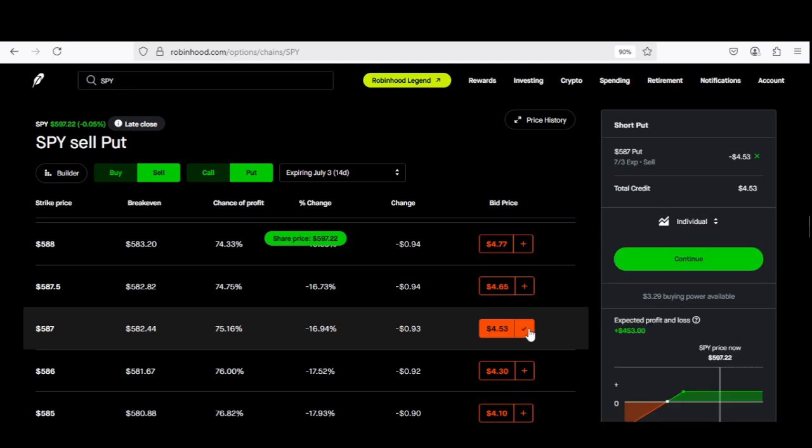Now, that is the first leg of this two-leg option strategy. This is what's going to be known as a spread. Most importantly, a credit spread. The word credit spread simply means you're going to receive money once you do this option strategy.